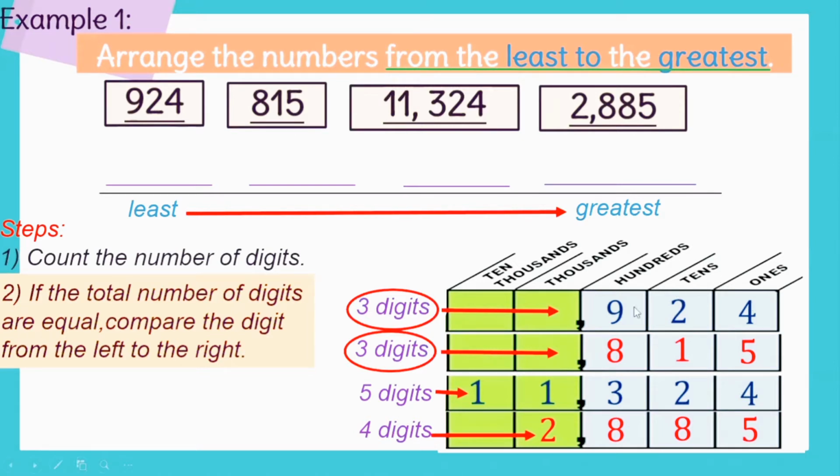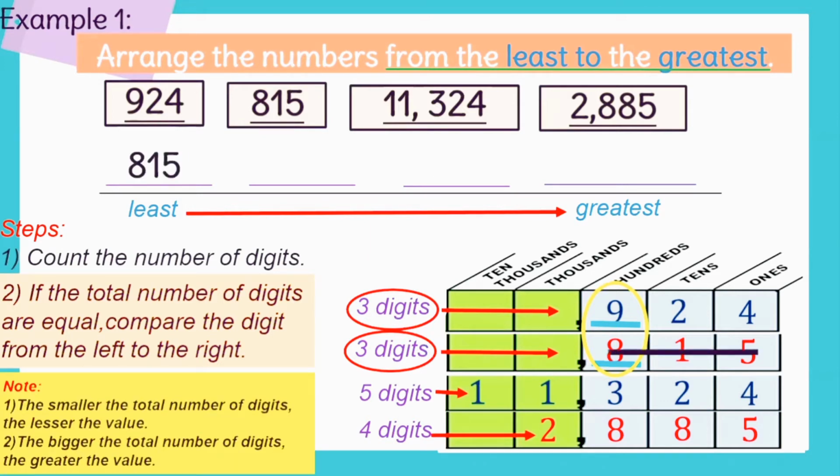Let's start with the hundreds place. We have 9 and 8. As we can see, they are not equal. So let's stop here and decide which one is smaller and which one is greater. We all know 8 is smaller than 9, meaning this whole number, 815, will be the least number, the first number in the line. Automatically, the other number that has 3 digits is in the next line, 924.